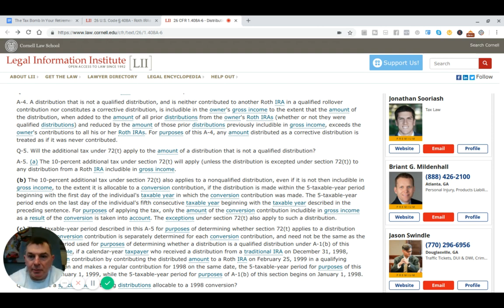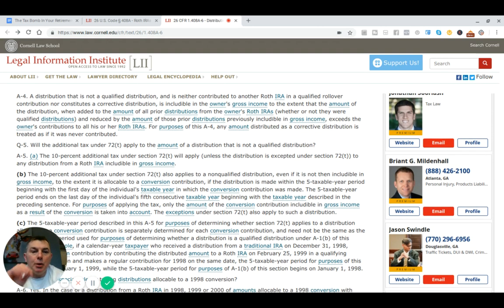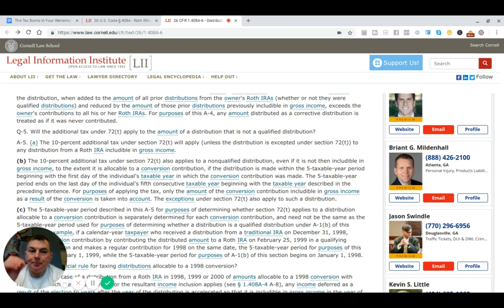Death, we talked about that a million times. To any distribution from a Roth IRA includable in gross income. But the 10% additional tax under 72T also applies to a non-qualified distribution, even if it is not includable in gross income. So they're saying two things here. If you have a Roth distribution that is includable in gross income, inherently it is not a qualified distribution, and thus it'll be subject to the 10% penalty. Potentially, I just keep that in mind.